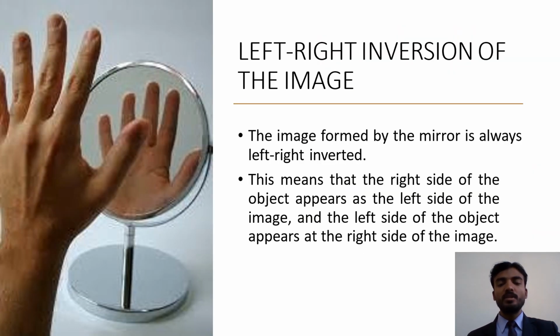Left-right inversion of the image. This happens in a plane mirror. The image formed by the mirror is always left-right inverted. The left part becomes right and the right part becomes left. This means that the right side of the object appears as the left side of the image and the left side of the object appears at the right side of the image.